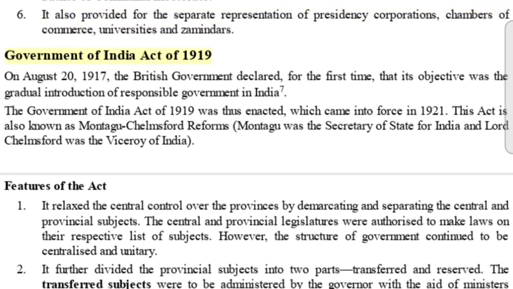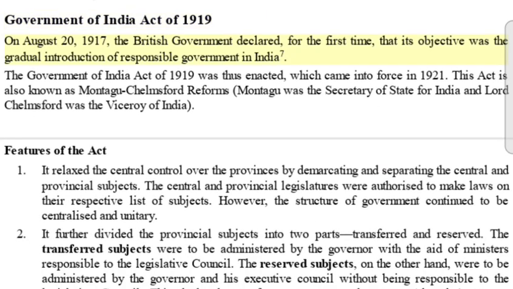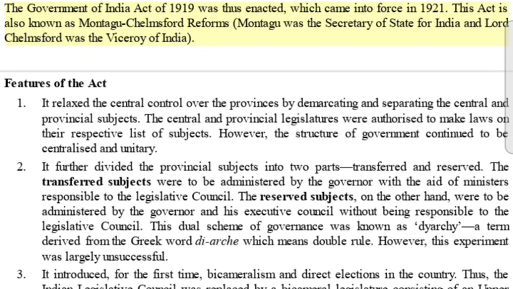Government of India Act of 1919. On August 20, 1917, the British government declared, for the first time, that its objective was the gradual introduction of responsible government in India. The Government of India Act of 1919 was thus enacted, which came into force in 1921. This act is also known as Montagu-Chelmsford Reforms. Montagu was the Secretary of State for India and Lord Chelmsford was the Viceroy of India.